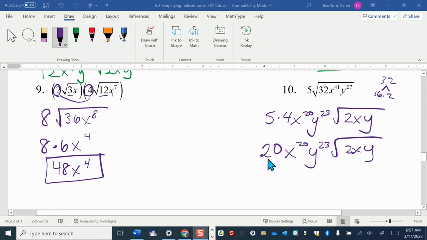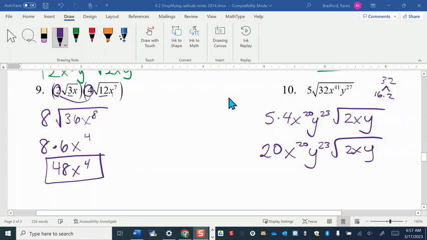Okay, so our final answer here is 20x to the 20th, y to the 23rd, square root of 2xy. 32 broke up to 16 times 2, and that's why the 4 came out. And then we take out the pairs and the exponents.